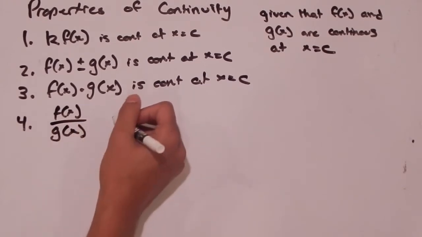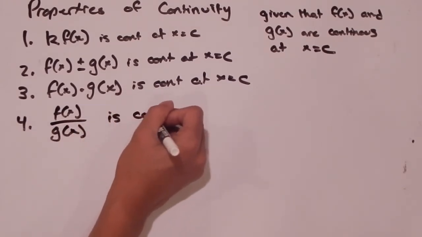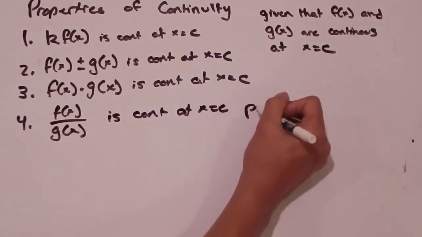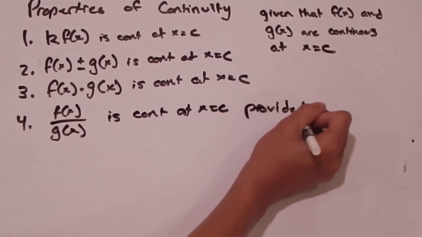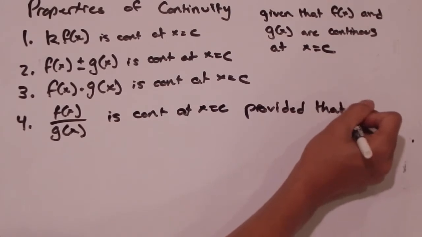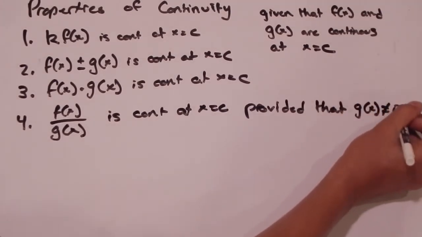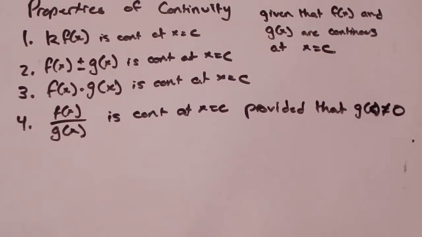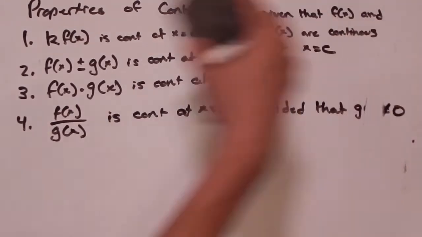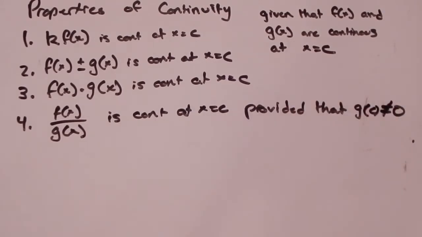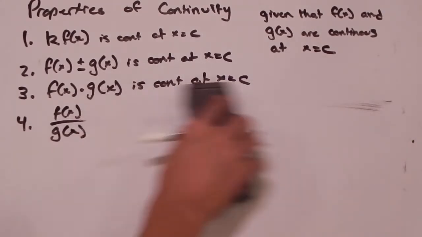And lastly, the quotient property, that f of x over g of x is continuous at x equals c, of course, provided that g of x does not equal 0. I should say g of c. So that's the point we're looking at. So g of c does not equal 0. All right, let's go ahead and prove these.